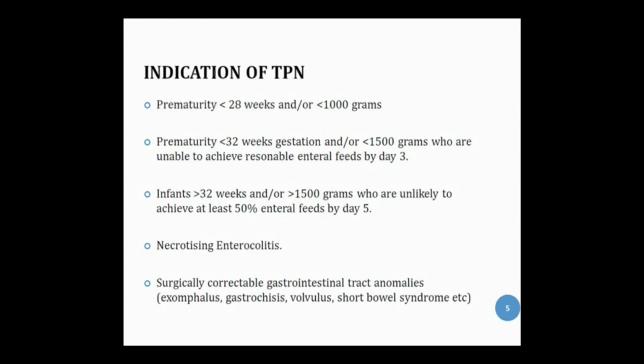TPN is indicated in premature babies less than 28 weeks or babies who are less than 1000 grams, babies who are less than 32 weeks but are unable to achieve reasonable enteral feeds by day 3, infants more than 32 weeks or more than 1000 grams who are unlikely to achieve at least 50% enteral feeds by day 5, babies with necrotizing enterocolitis, and surgically correctable gastrointestinal tract anomalies such as exomphalos, gastroschisis, volvulus, short bowel syndrome, etc.